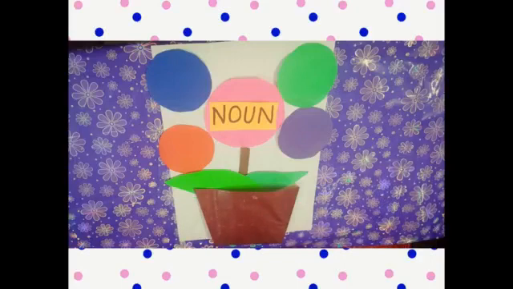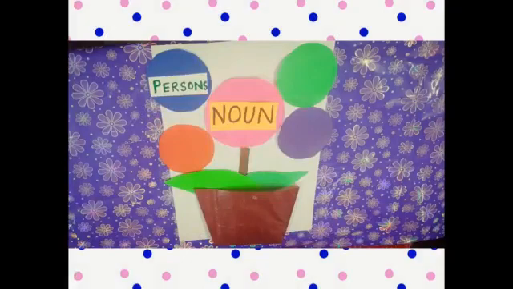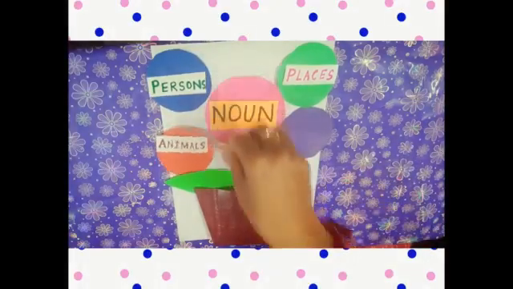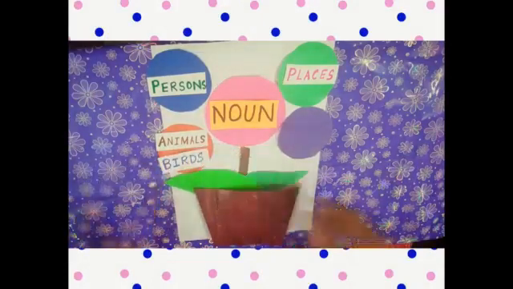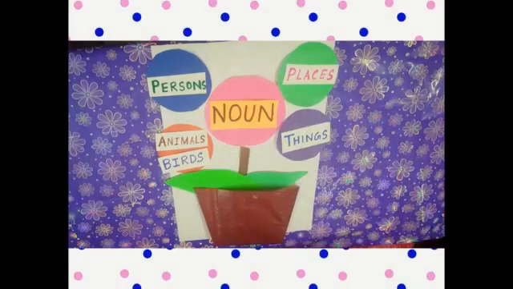Now what's the interesting part of this flower is, as you know, nouns are of 4 types. That is, what are nouns? The naming words. That is the name of a person, name of places, name of animals and birds, and things. Let's see an example, move on to an example.